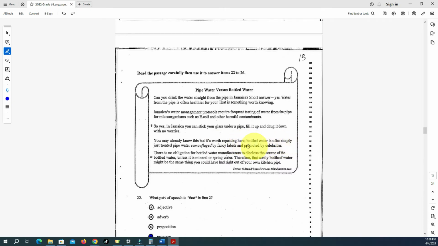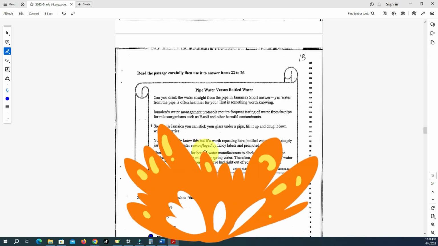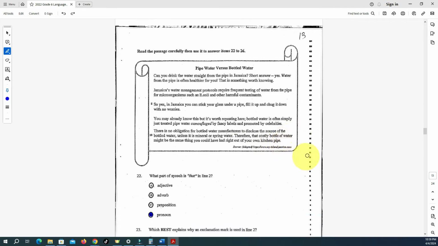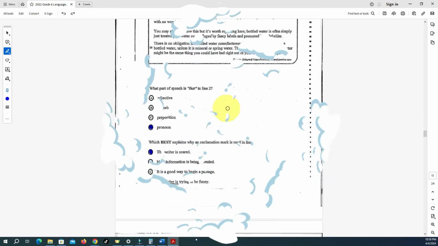You may already know this, but it's worth repeating here, I should say. Bottled water is often simply just treated pipe water camouflaged by fancy labels and promoted by celebrities, right? There is no obligation for bottled water manufacturers to disclose the source of the bottled water unless it is mineral or spring water. Therefore, the costly bottle of water might be the same thing you could have had right out of your own kitchen pipe. That's funny, right?